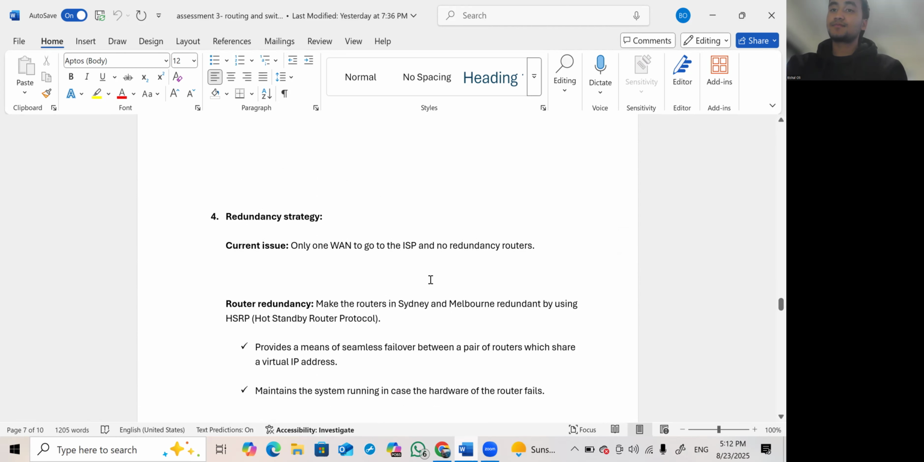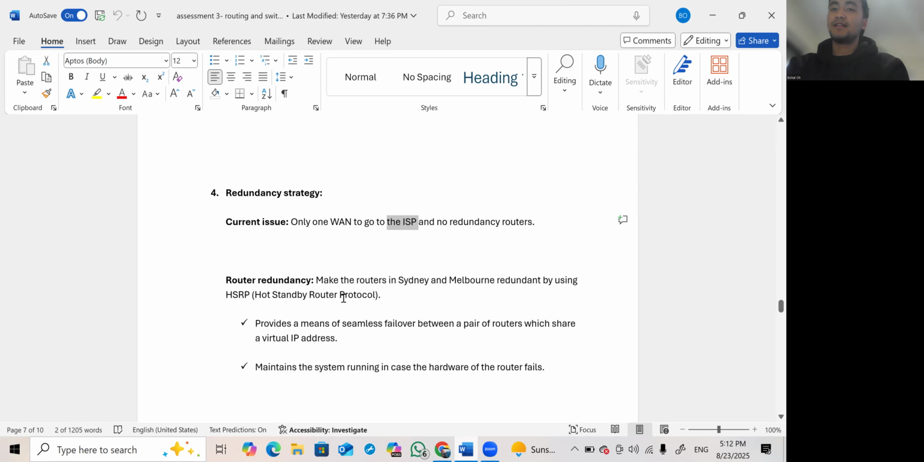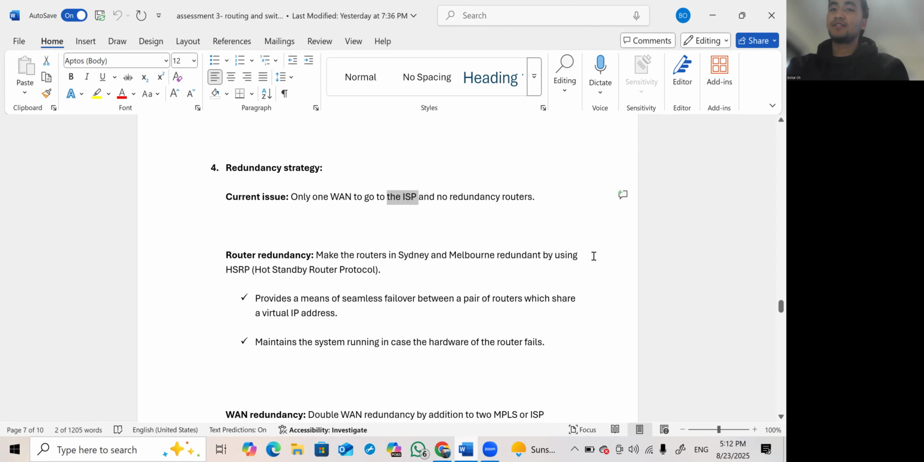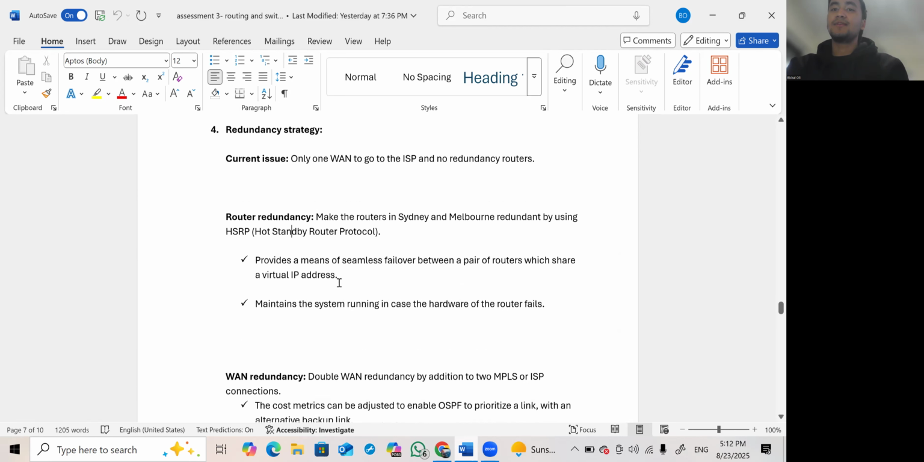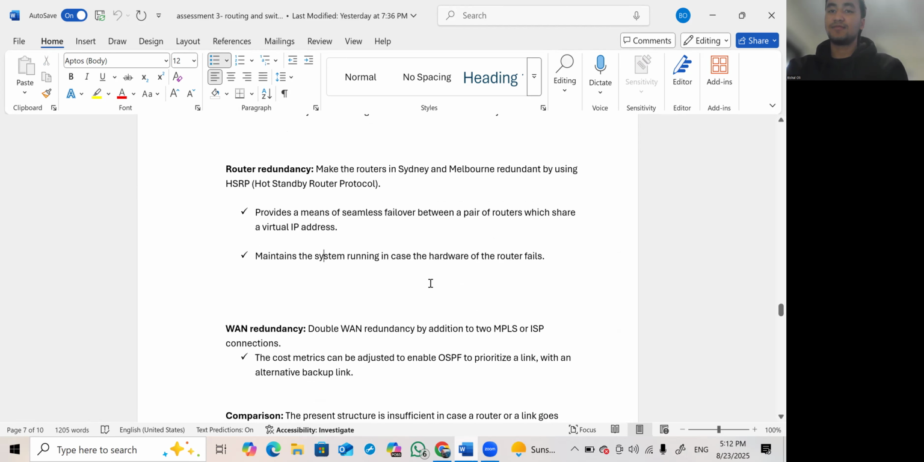Another issue was that there is only one ISP, because the Melbourne routers and switches are connected through only one ISP. That makes the routers in Sydney and Melbourne vulnerable, so I recommend using HSRP, Hot Standby Router Protocol. Basically, HSRP provides seamless failover between a pair of routers which share a virtual IP address, maintaining the system running in case the hardware of a router fails.